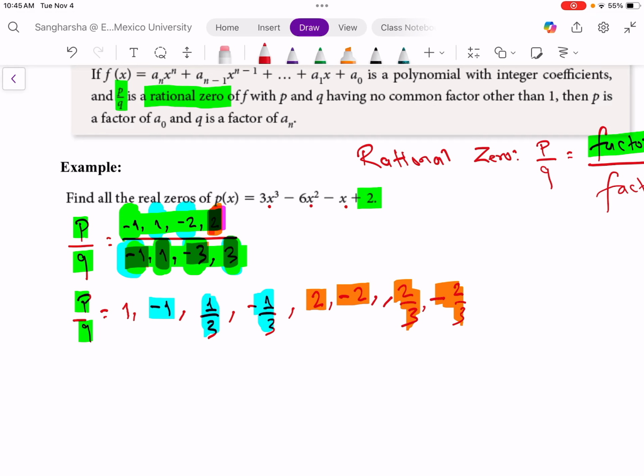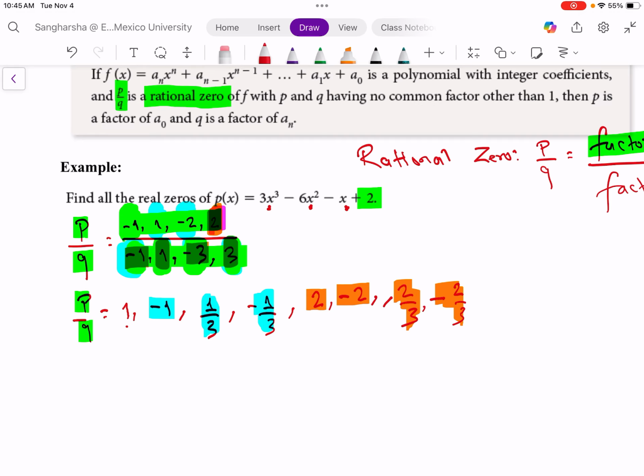So let's start with positive 1. You replace every x by positive 1. So this is 3 times 1 cubed, so 3 minus 6 minus 1 plus 2. Is it 0 or not? That's what we have to check. You do not need to show every detail. You can use your calculator. Replace every x of this function by all these rational zeros one by one, and the number that gives output equal to 0 is our real zero.